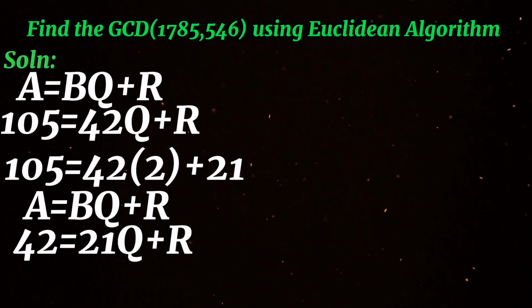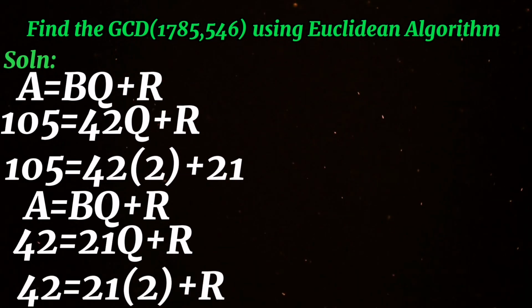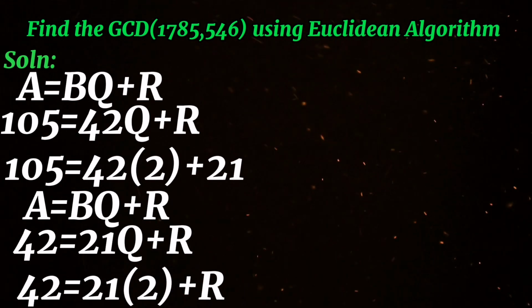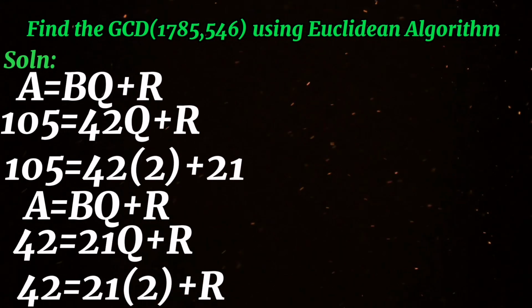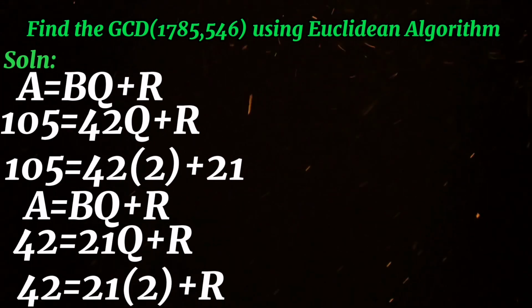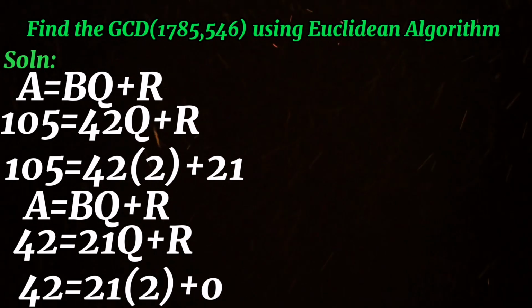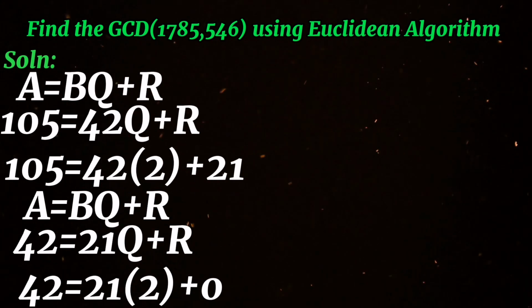Obviously, we can find 21 in 42 2 times. Therefore, our q is 2. But when we find 21 in 42 2 times, what is the remainder going to be? Obviously, the remainder is going to be equal to 0, because 21 times 2 is equal to 42. Therefore, our q is 2 and our remainder is 0. Once we get to the point where our remainder is 0, we are going to stop.